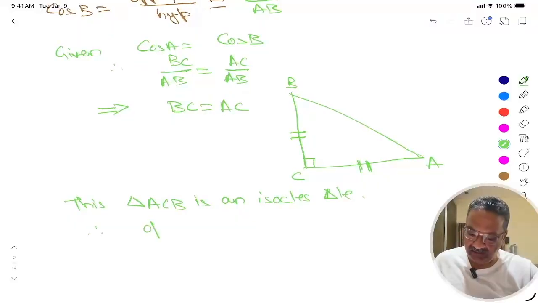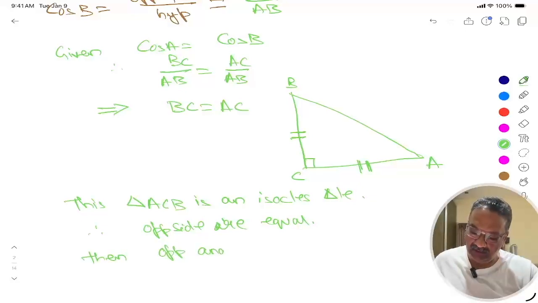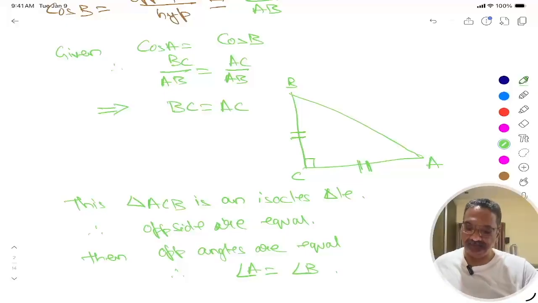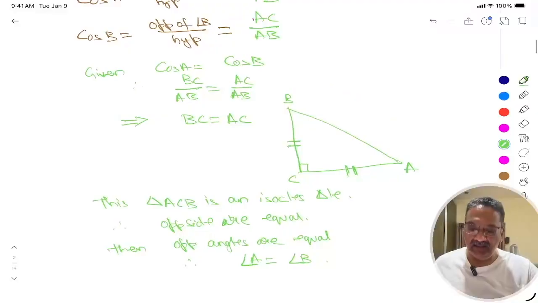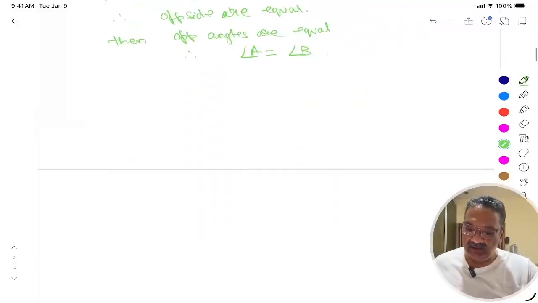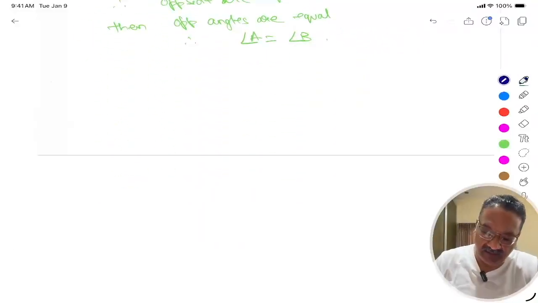Therefore opposite sides are equal. If opposite sides are equal in an isosceles triangle, then opposite angles are also equal. Therefore angle A is equal to angle B. Okay, this is a simpler method. Now let us take the other assumption, the second method.